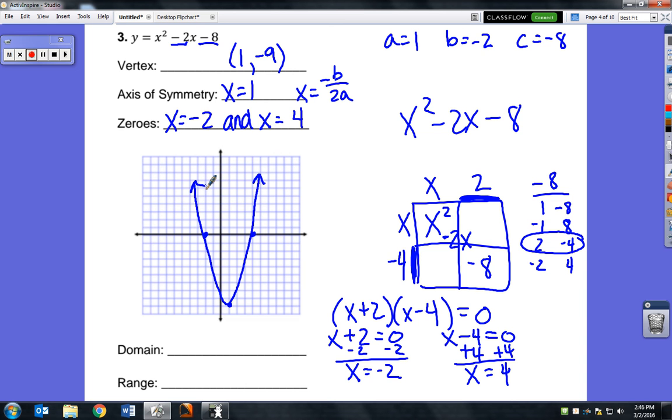So domain and range, remember domain is the x values, range is the y values. Domain is going to be negative infinity to positive infinity, once again, which is just all real numbers. And my range is going to be from my lowest numbers to my highest numbers. My lowest number is negative 9. The y goes in the middle because we're talking about the y values for range. And it goes to positive infinity. It goes up forever and ever. And that's how you do problem number 3.